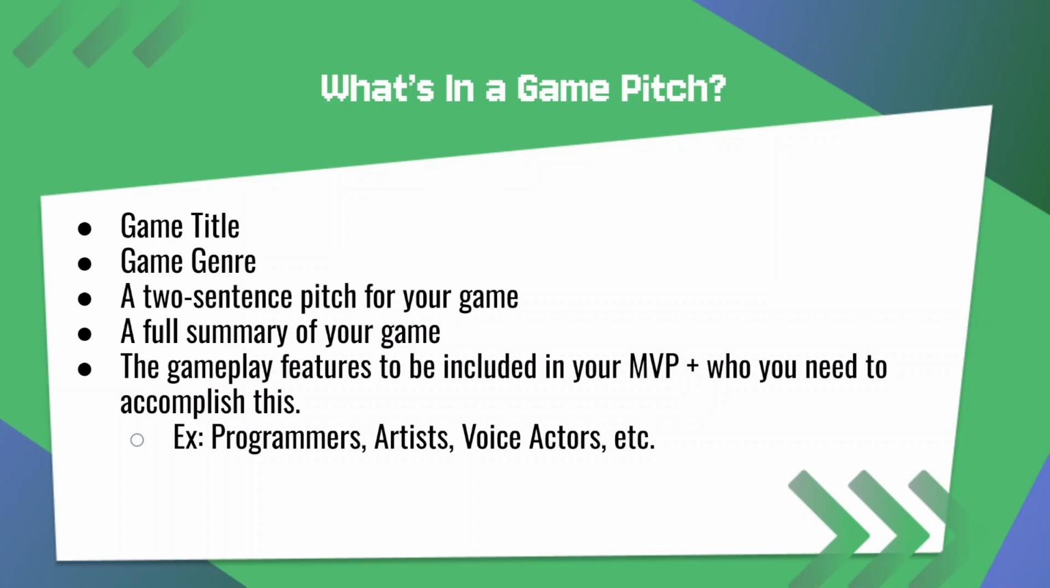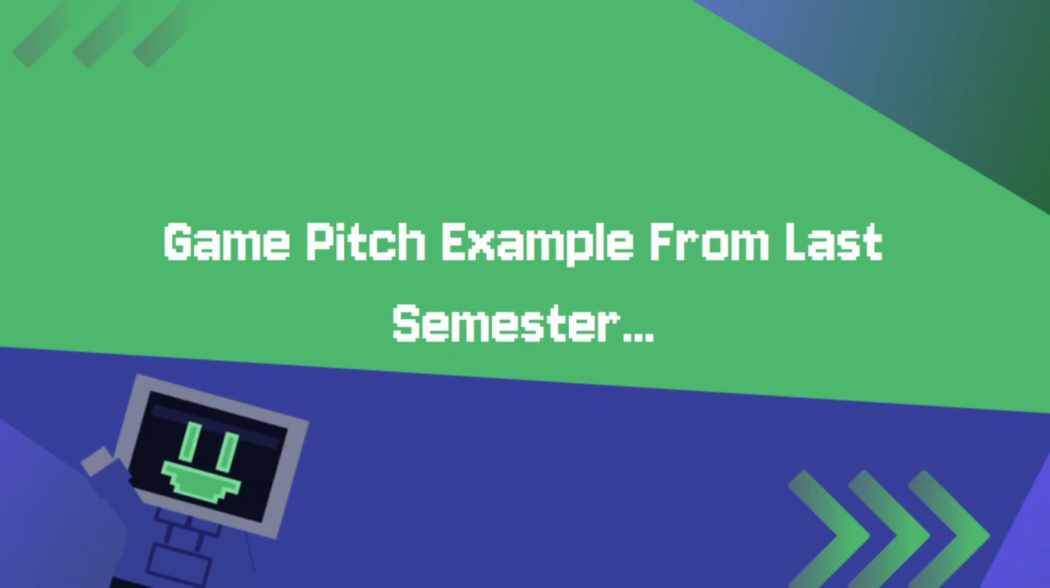A key thing is to include the gameplay features that should be included in your MVP and who you need to accomplish this. This will help other members of the club figure out which pitches they want to join. Maybe they'll want to join a pitch that needs programmers if they're a programmer. They join a pitch that needs artists if they're an artist, and so on. Even voice actors. We have had some pitches in the past that have had voice actors. So I think the best way to demonstrate this would be an example, and I will hand this over to Erin for the game pitch from last semester.